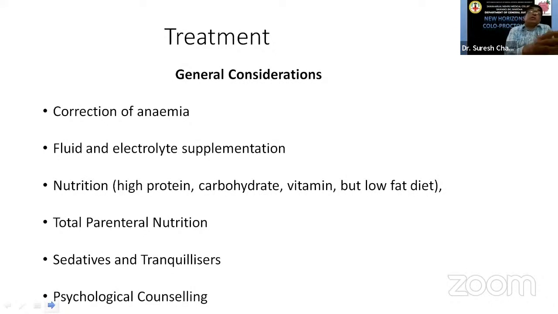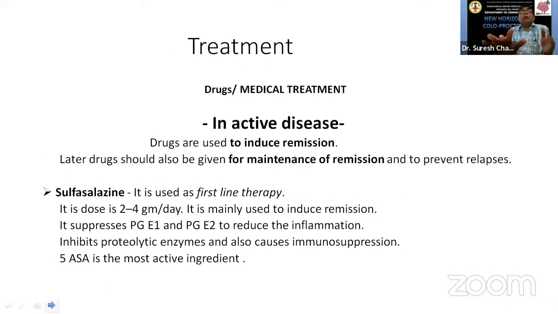Sedatives and tranquilizers are very important, because sometimes these patients are psychologically upset and agitated, and you should have psychological counseling. Now, in active disease, drugs are used to induce remission. Remission in the sense that whatever disease is there, you control it. Once you control it, otherwise the acute phase turns into chronic. So remission is control.